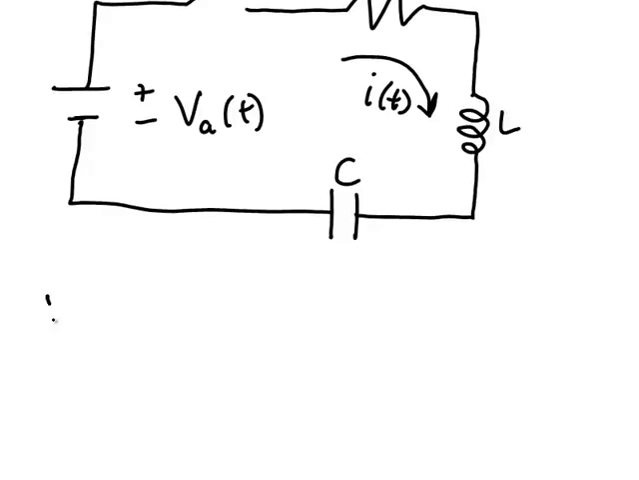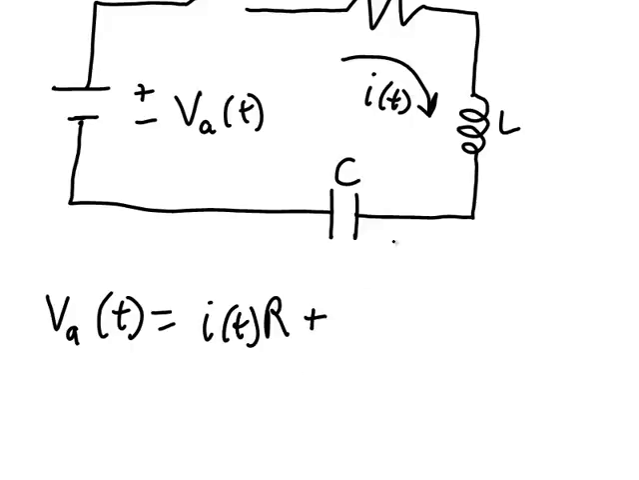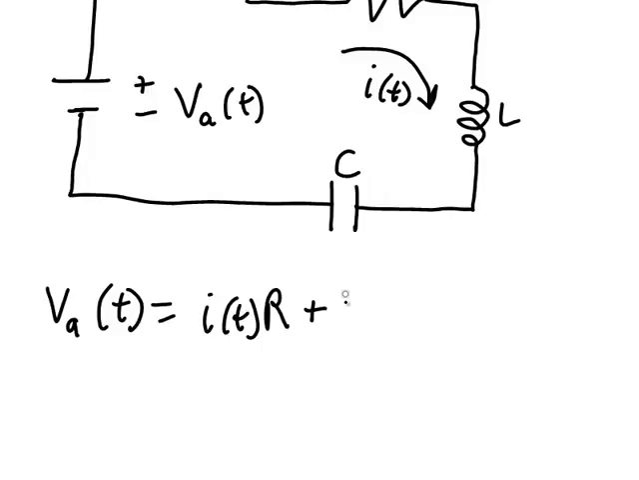Now, I'm going to write the equation that VA at any time t is equal to the voltage lost across the resistor plus the voltage lost across the inductor plus the voltage across the capacitor.